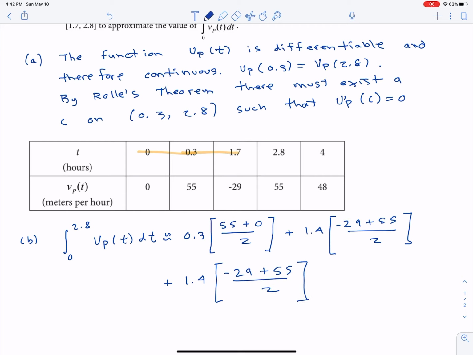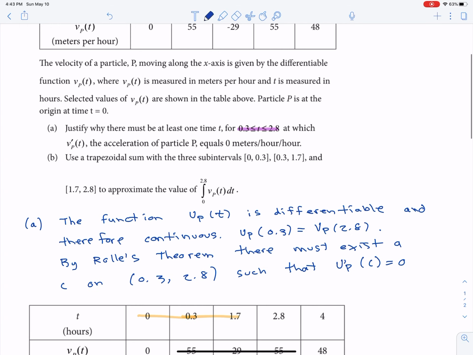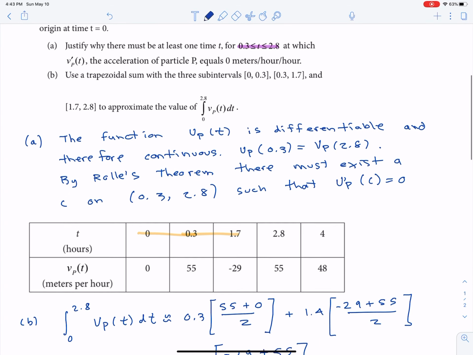Let me just double check that to make sure it's good. So 0.3, the average of the heights, that's 55 plus 0, looks good. 1.4, the average of the heights, negative 29 plus 55. I don't know why I went in that order, but I did. And then 1.4, negative 29 plus 55 divided by 2. Okay, looks good, and that's our value. They didn't ask us to do anything with it, so we are good to go. And that's actually part B. I don't think there's anything else that they're asking us to do with it.